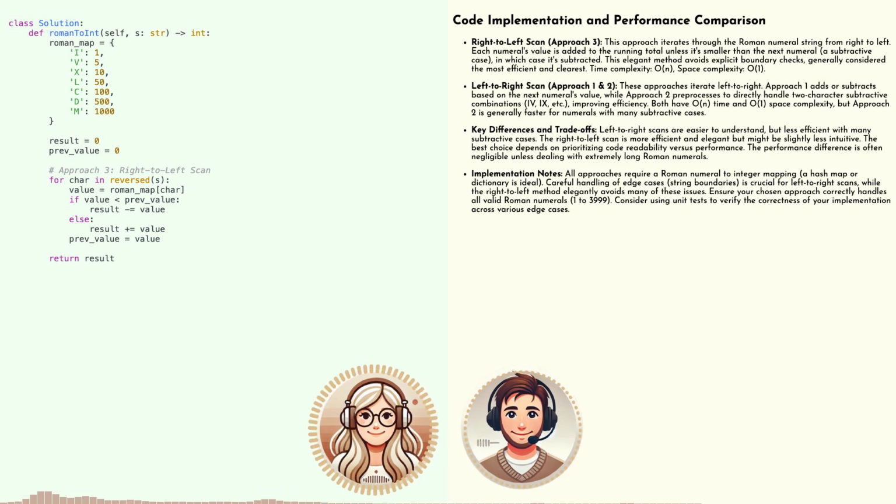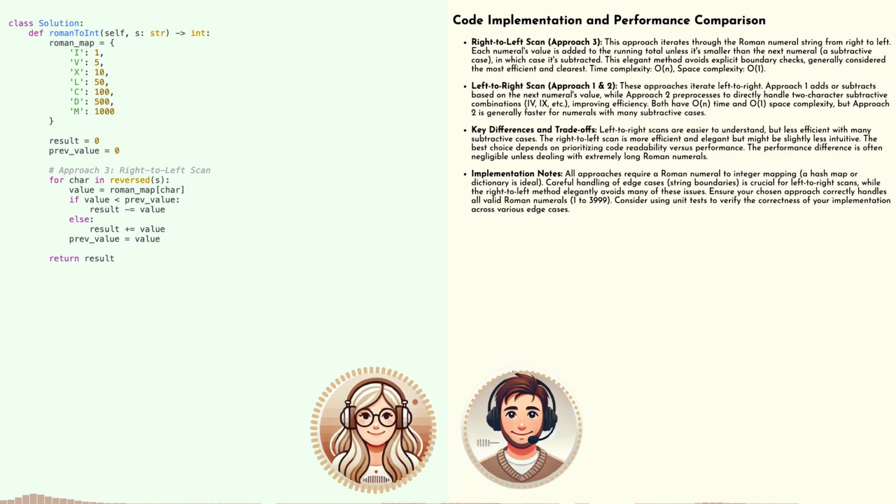Okay. And each time we compare the current character's value to the one we just added to the total. And that tells us whether to add or subtract. You got it. Less than, subtract; greater than or equal to, add. We just keep doing that, working our way backwards until we hit the beginning of the string. So we're building the integer in reverse, but in a really clever way. And the best part is we don't have to do all those boundary checks. Like with the left-to-right methods. Exactly. It's all very clean.